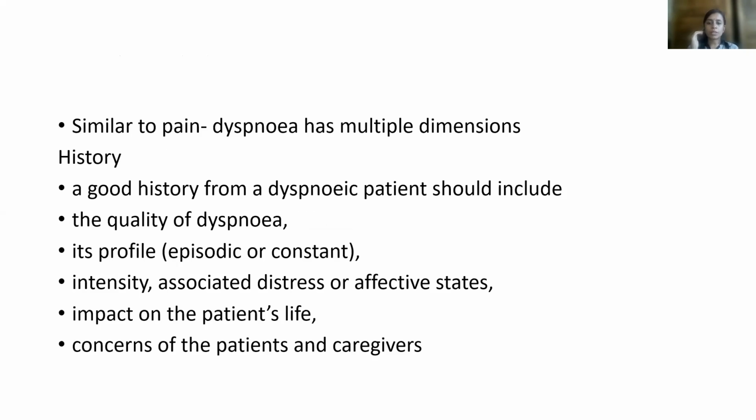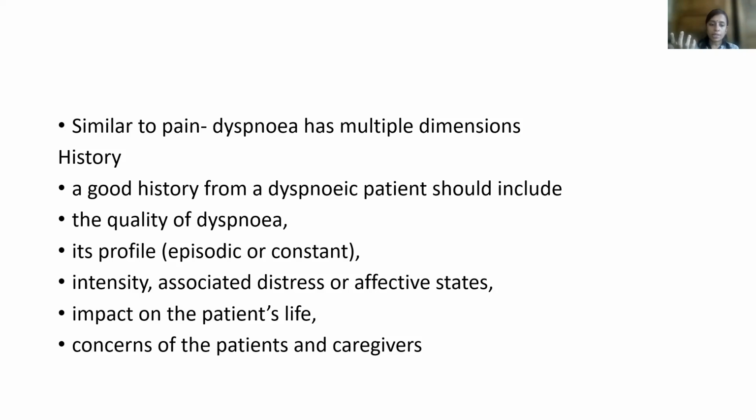A good history should include quality. We have heard about OPQRST, right? Onset: when did it start? What is the quality? What is its profile? Whether it is continuous or episodic, like only on exertion. How intense it is, out of 0 to 10. When is it increasing, when you try to sleep, or when you try to think about something? And how has it affected your life?